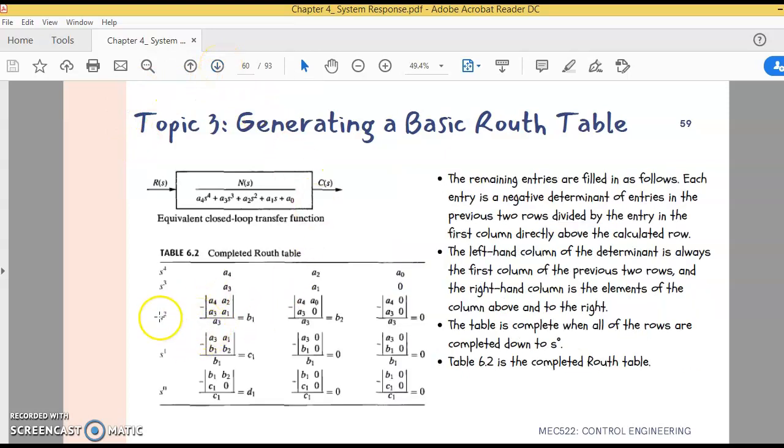Kita kena cari S2, S1, S0. Basically kalau you tengok kat sini, you akan nampak lah ada B1, B2, B3. So yang ni kenapa dapat 0? Bila you multiply this one, you akan dapat 0. And then this one you akan dapat A3, A2 minus A4, A1 divided by A3. So B1. Okay, so settle for the third row, and then the fourth row.